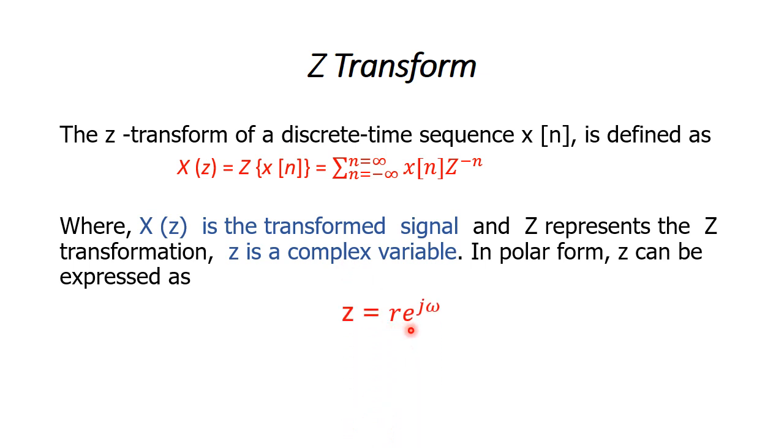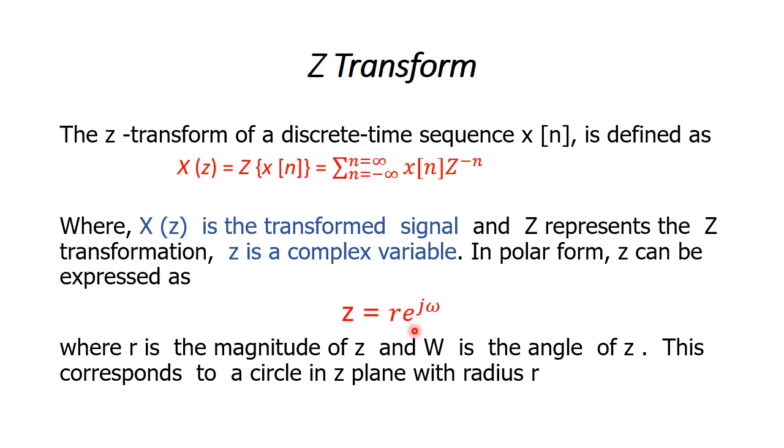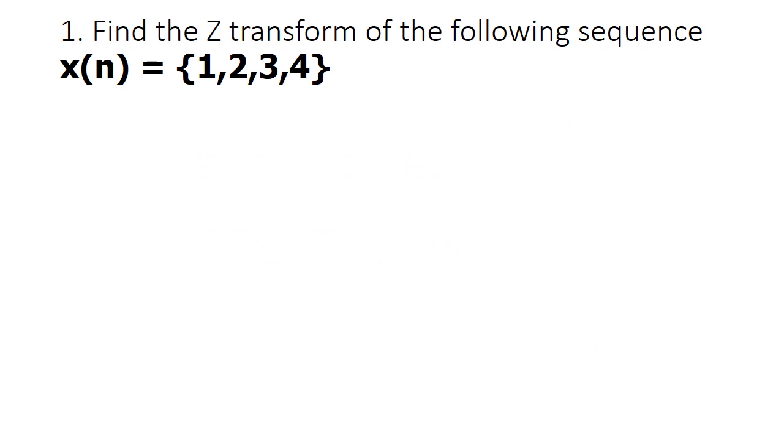It can be represented in polar form as z is equal to r into e power j omega, where r represents magnitude and omega represents phase angle. This z is a circle in z plane with a radius r. So the formula for Z transform is X of z is equal to summation minus infinity to plus infinity x of n z power minus n.